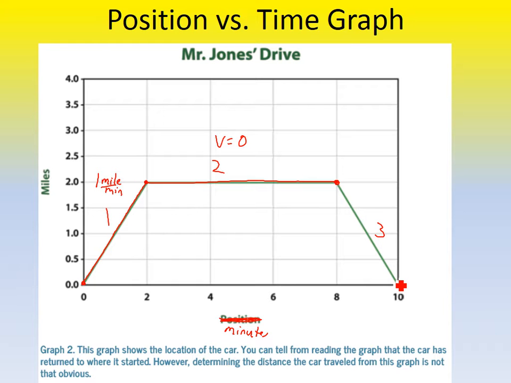Let's actually find his velocity here. What was the rise here? In this case, it was a fall. -2. So keep the sign. So slope, -2 miles. How far did it run? +2 minutes. So velocity is -1 mile per minute. So he went out to the right, then he stopped, then he came back.